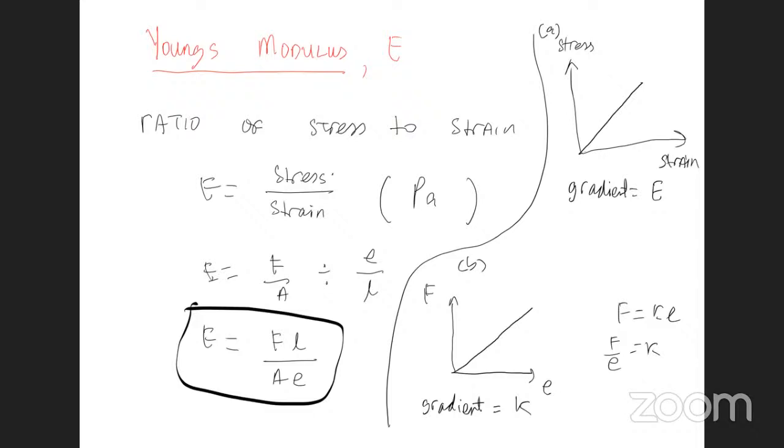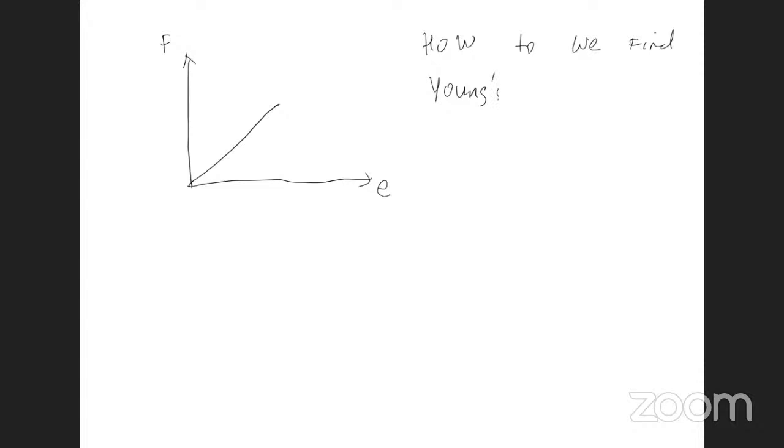So if you see a graph, and the graph is a force versus extension graph, same straight line, how do we find Young's modulus? So it's a force versus extension graph. How do we find Young's modulus?